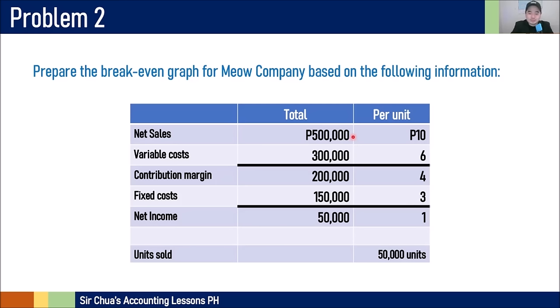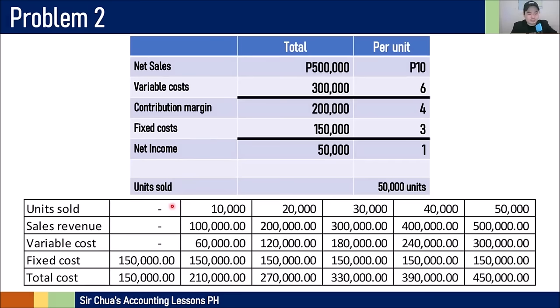So 500,000 divided by 50,000 units, your selling price is 10 pesos per unit. Then you just do the same thing, so your contribution margin per unit is 4. Okay, so ganito po gagawin natin pag mag-graph po tayo ng CVP relationship. Gagawin niyo po siya ng matrix. Paano po yung matrix? At zero units sold, edi syempre wala kang benta at wala ka ring variable cost. Pero syempre, kahit wala kang benta, meron ka pa rin namang gastos as to fixed cost. That's why your total cost is 150.